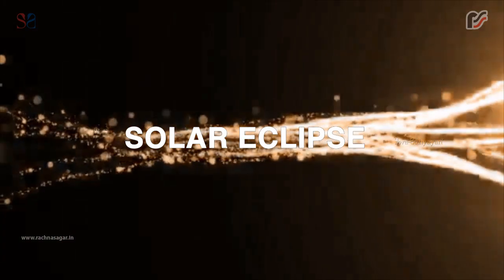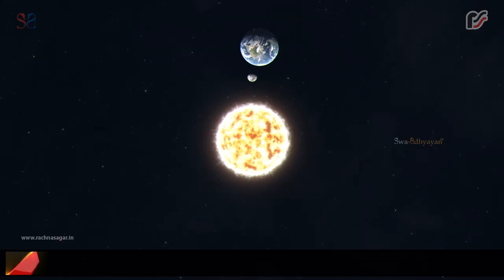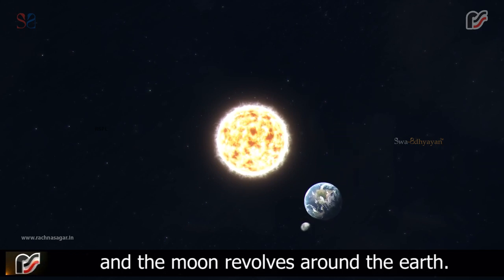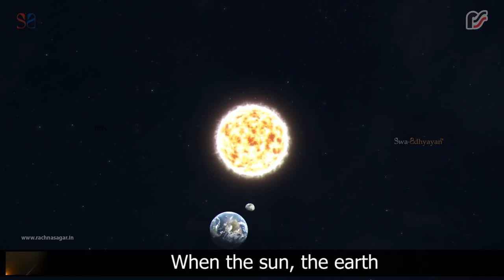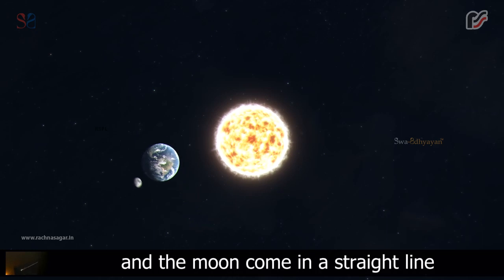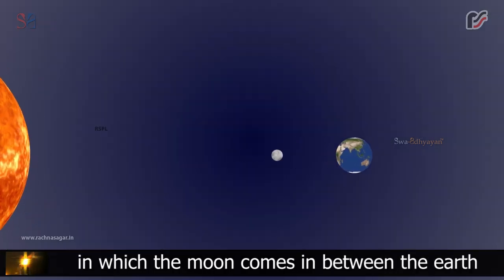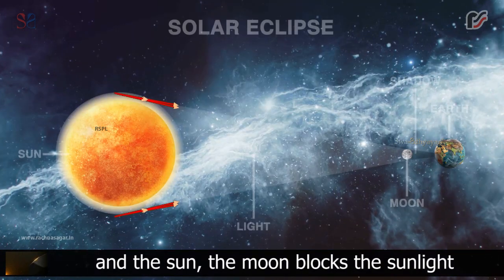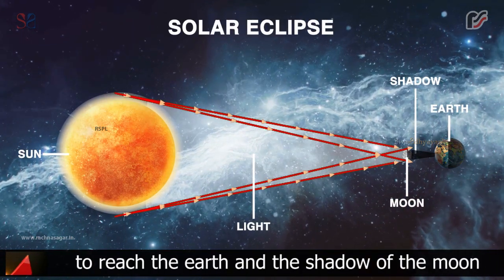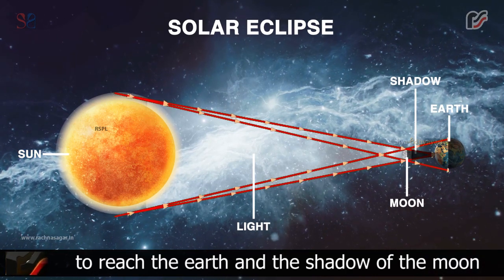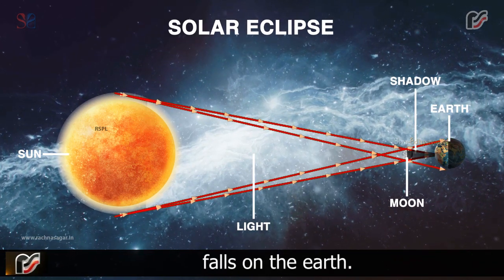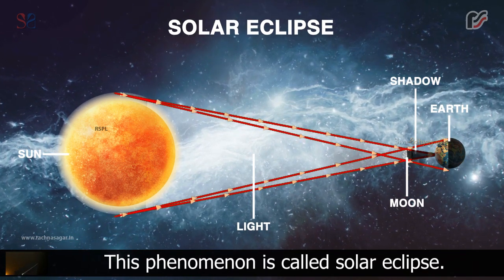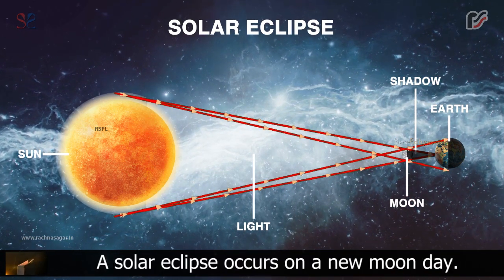Solar eclipse. We know that the earth revolves around the sun and the moon revolves around the earth. When the sun, the earth and the moon come in a straight line, in which the moon comes in between the earth and the sun, the moon blocks the sunlight from reaching the earth and the shadow of the moon falls on the earth. This phenomenon is called solar eclipse. A solar eclipse occurs on a new moon day.